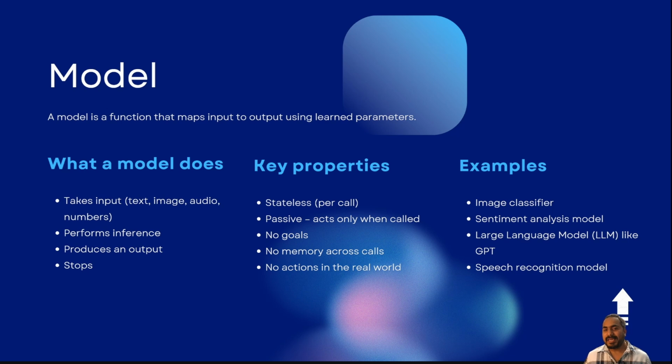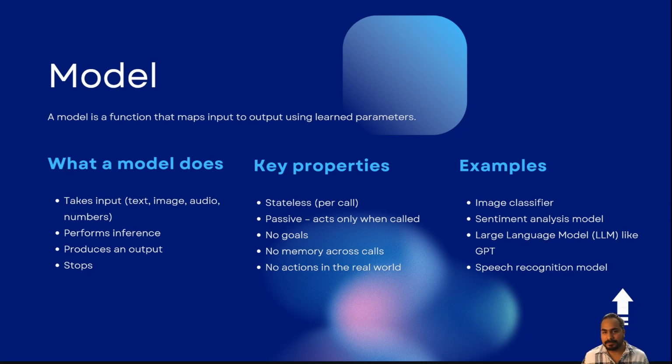For example, take an image classifier. You input an image in pixels, the model performs inference, and it outputs, this is a cat with 95% confidence or so, and done. The model has finished its job. Let's take another example, a large language model like GPT. It takes an input, for example, what's the capital of France? It processes it by matching patterns across its training, then gives us an output like the capital of France is Paris, and then it's done.